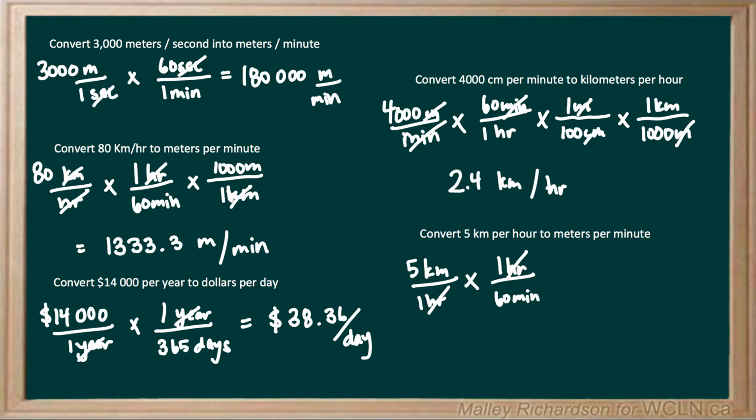So now we need to change these kilometers into meters. Again, we remember that there are 1,000 meters in 1 kilometer, so multiply this by 1,000 meters for every 1 kilometer. The units of kilometers cancel out, and we're left with the units of meters per minute. Now what we have to do is 5 divided by 60 multiplied by 1,000 to give us 83.3 meters per minute.